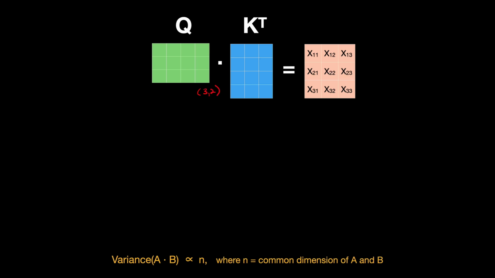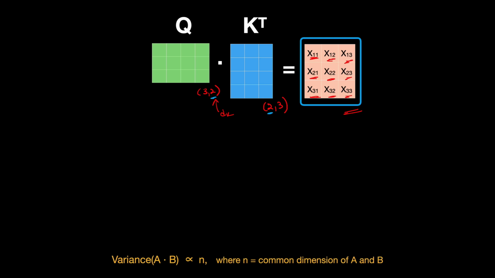Given this, what I'm saying is if my value of dk is, let's say, 2, then my size of Q is going to be 3,2 and K transpose is going to be 2,3. As the value of this dk is very less, the variance in this result, or the variance of these values, is going to be less. And as we increase the size of dk, the variance in this result increases.